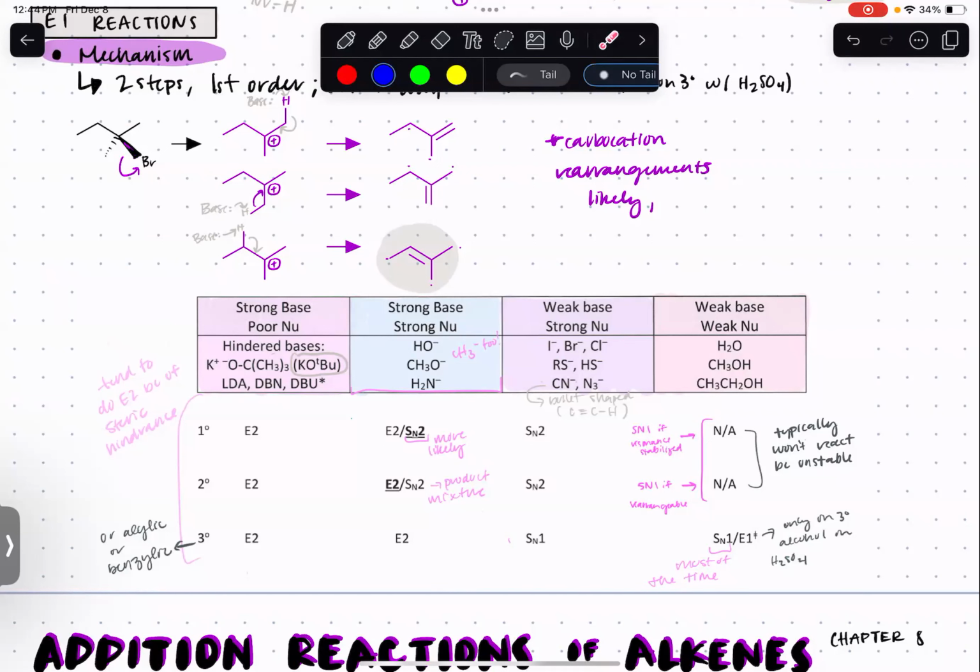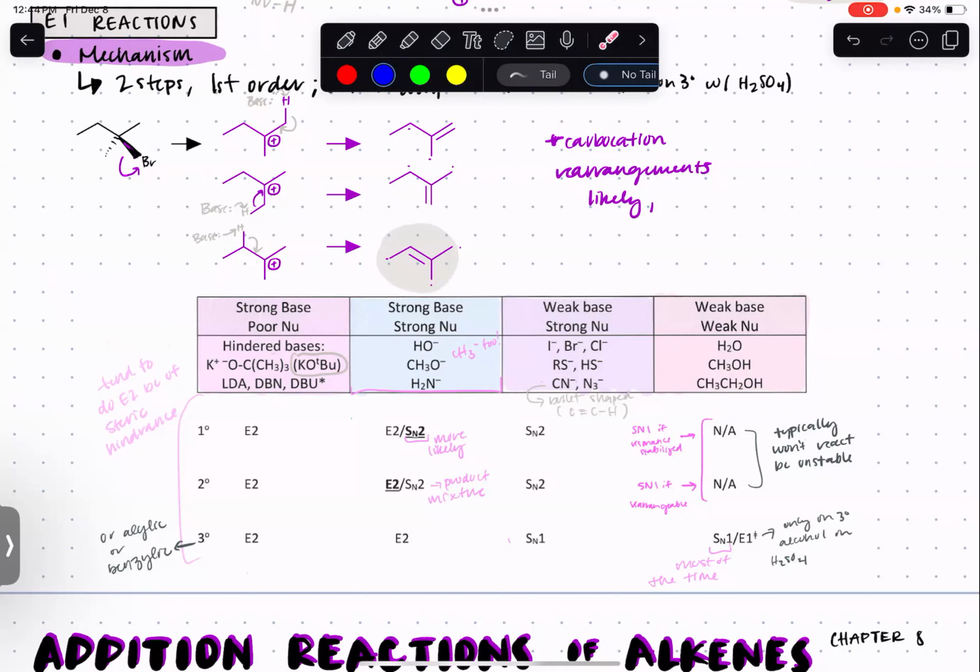if you do decide to write it out on your exam, but you also need to know the mechanisms for the substitution elimination reactions pretty well. That way you can just go through, and once you decide, oh, it's SN2, you know exactly what's going to happen.